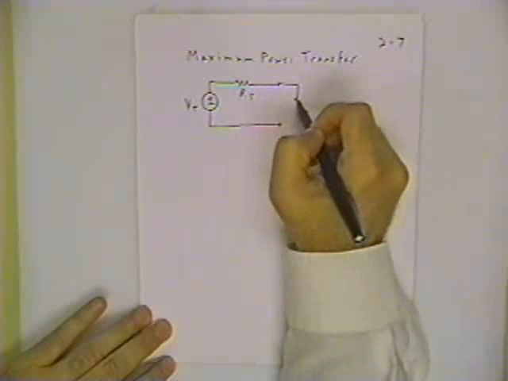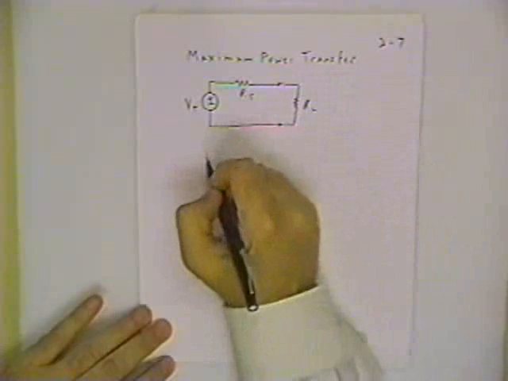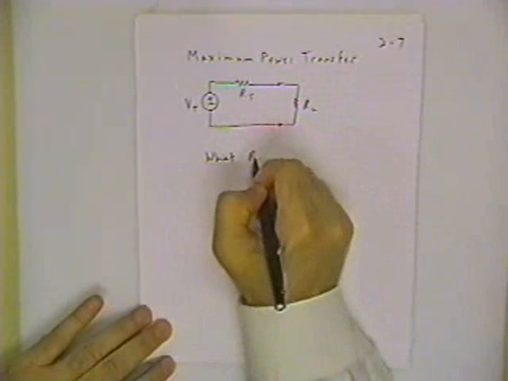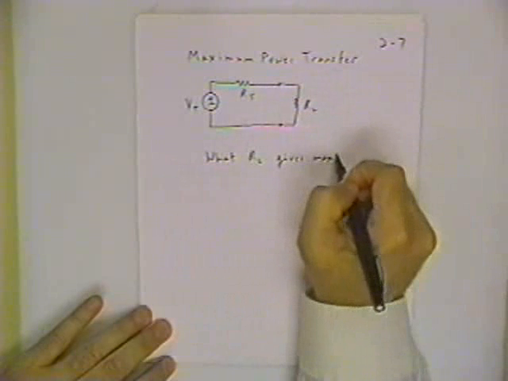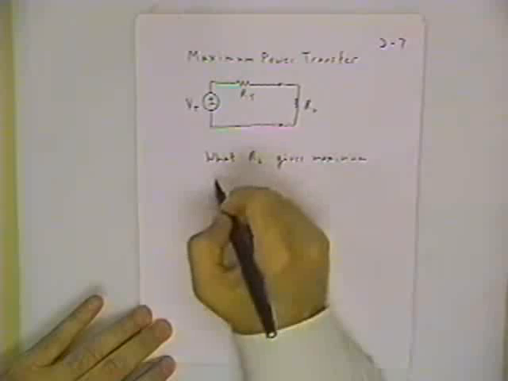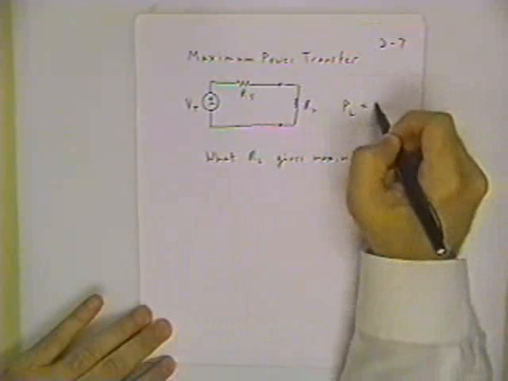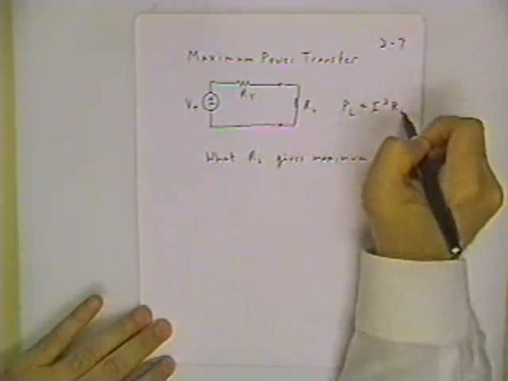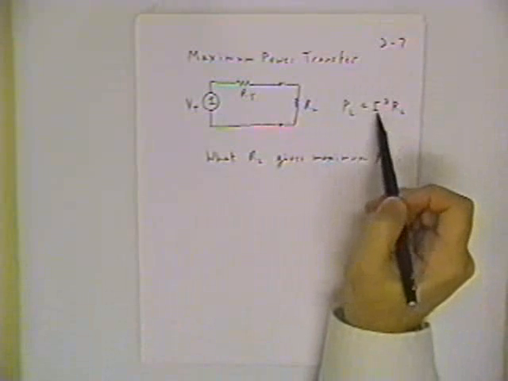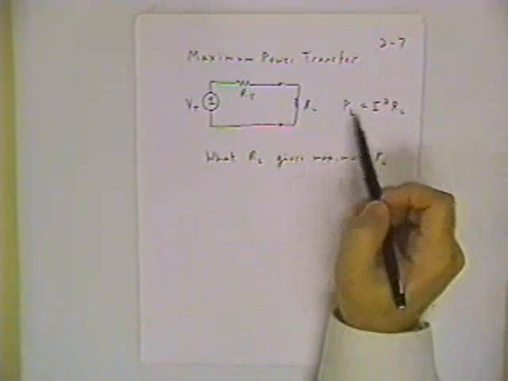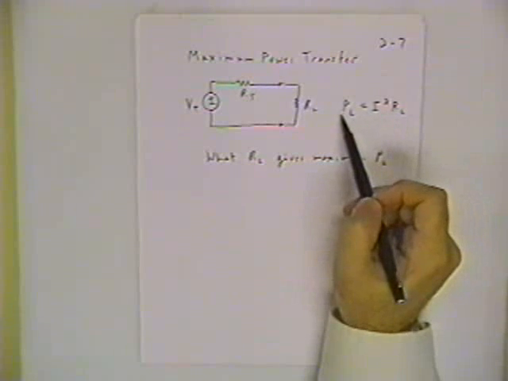And what we want to do is find out what value of load resistor, the question would be what RL, gives maximum P sub L, where P sub L is, let's call it, I squared R sub L. Remembering the expression for power in a resistor, this is saying if I know the current going through this load resistor and I square that current and multiply by the load resistance, that tells me the power.